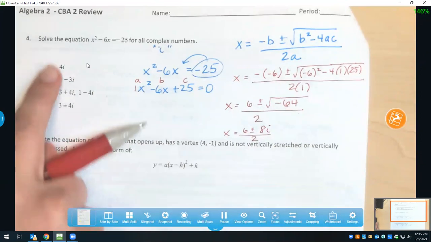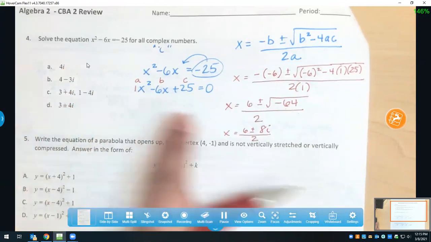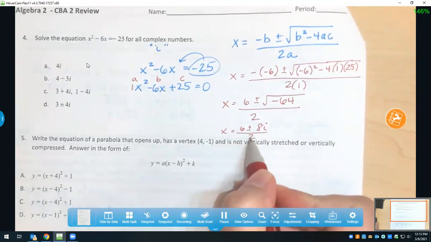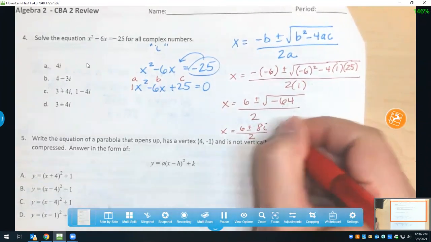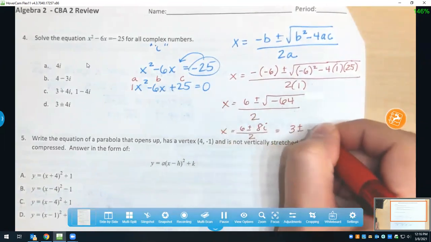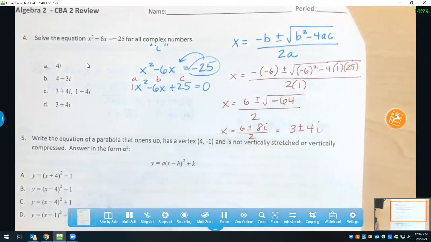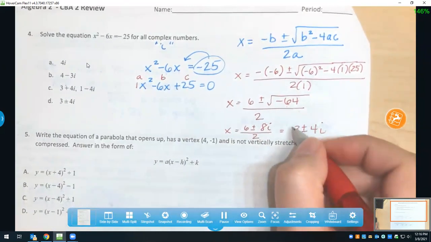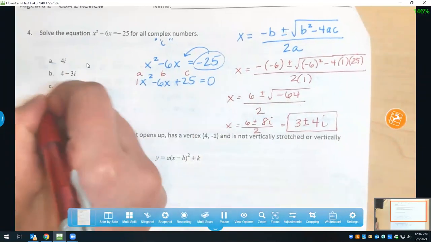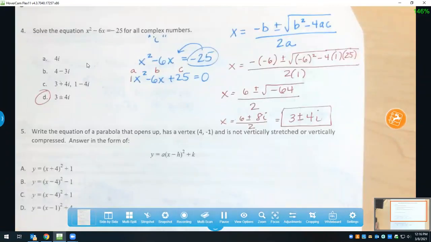Now, to clean it up and find our answer choice here, the only thing that really needs to happen is that everybody gets hit with that divided by 2. So technically, 2 is underneath both of these numbers. So I could rewrite that as this, and that's what that plus and minus is for. So 3 plus minus 4i, bringing us to answer choice D.